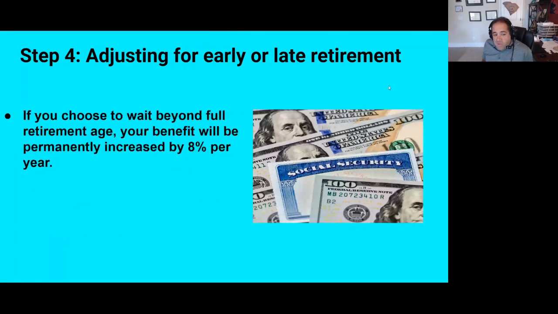On the other hand, if you choose to wait beyond your full retirement age, up until as late as age 70, your benefit will be permanently increased at a rate of 8% per year. So if your full retirement age is 67 and you wait until 70, that adds up to a 24% increase to your Social Security benefit on a permanent basis.